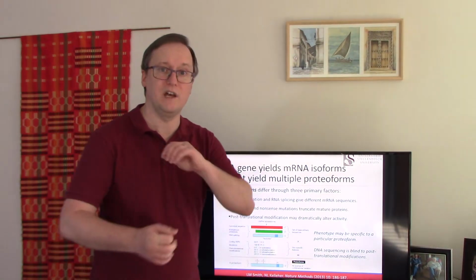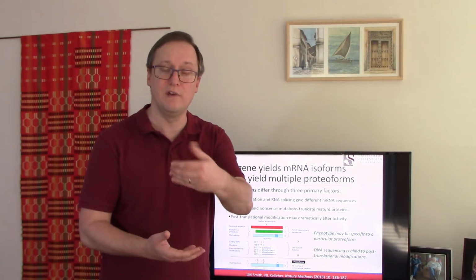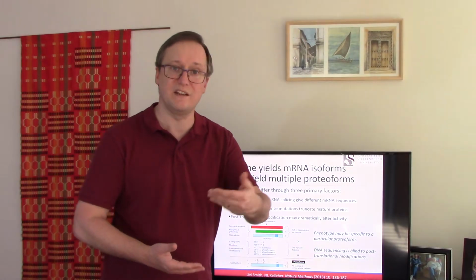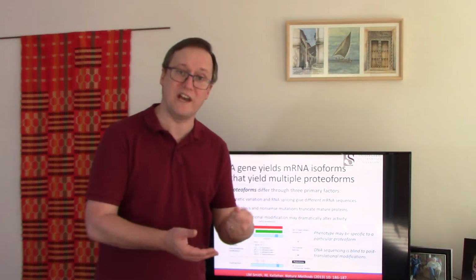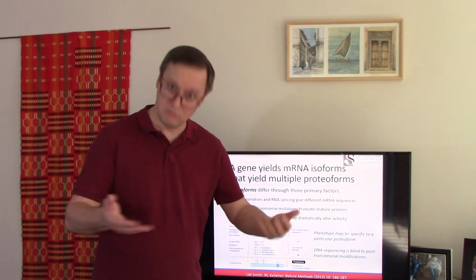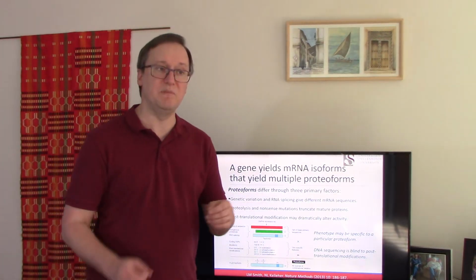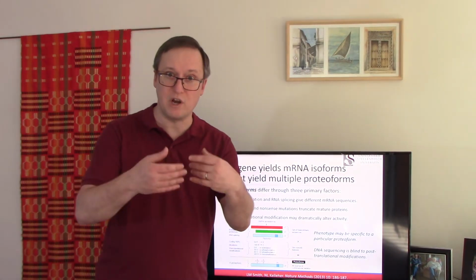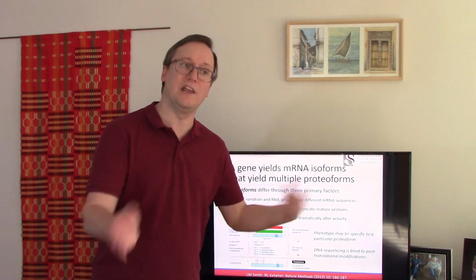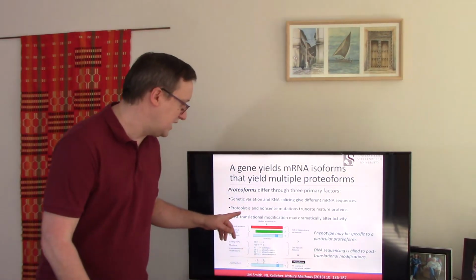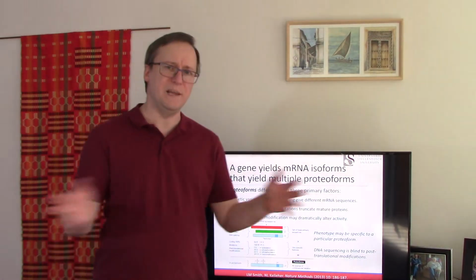So we start with genetic variation, sure. We may have a different allelic variant that has a non-synonymous SNV that changes which amino acid is put into the polypeptide. That's one way that you can change the sequence. The RNA splicing may mean that you have a different transcript, a different isoform produced, and thus a different translation from it.